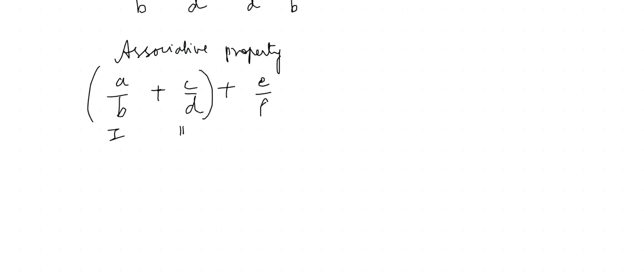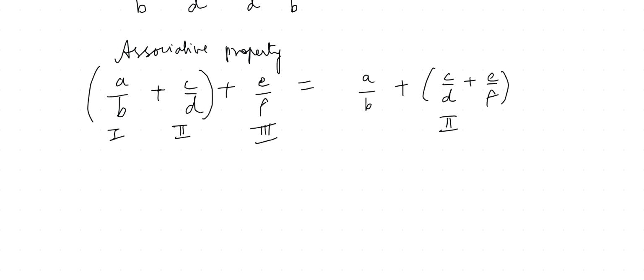I'm going to take three rational numbers, let's say a by b, c by d, e over f. I'm going to add them. The order wouldn't matter. I can add the first and the second, and to that sum, I can add the third rational number. I would get the same answer if I add the second and the third, and then add that result to the first.